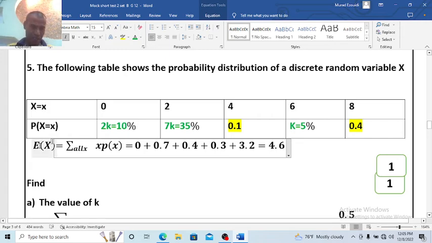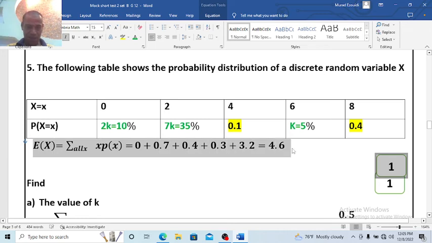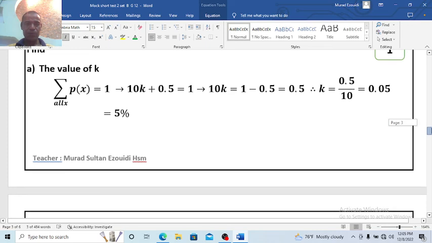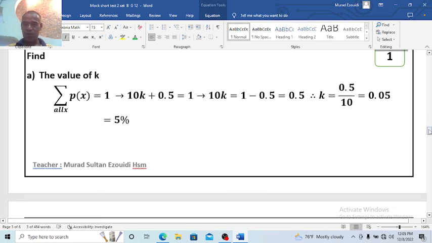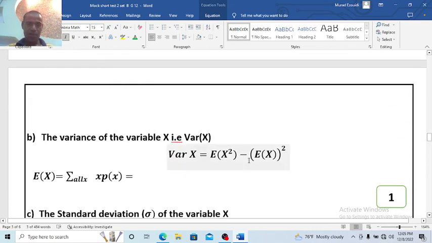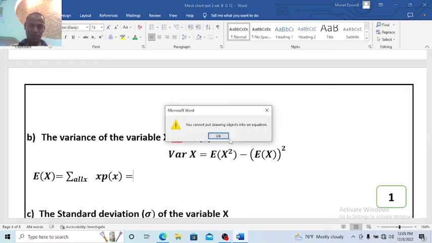I will write this down. Copy. I will come here to write it down for sub question B. Therefore, this one we told is equal to what?